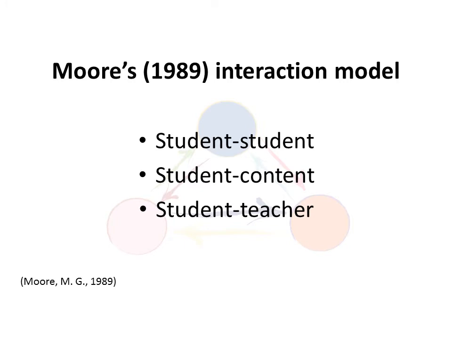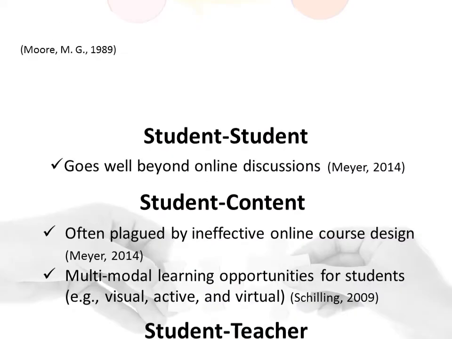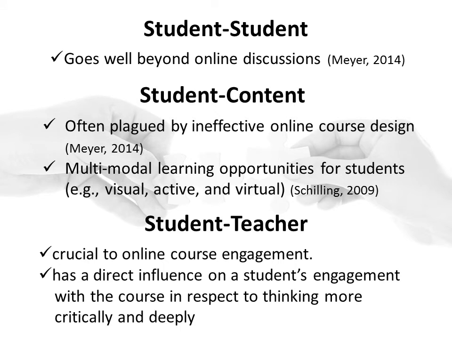Moore's categories of interaction, which include student to student, student to content, and student to teacher, are key. Student-student interactions go well beyond online discussions; they can be purely social, ranging from seeking and giving assistance to solving problems and to cognitive engagement with the course content. Student and content interactions are often plagued by ineffective course design. Schilling found that online courses must provide multimodal learning opportunities for students. These opportunities must include visual, active, and virtual.